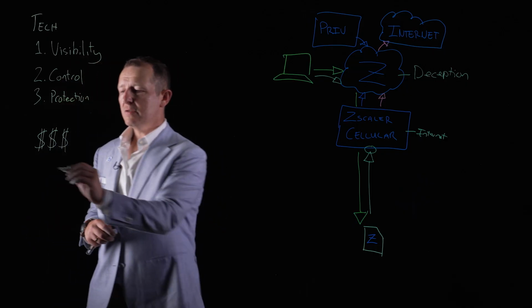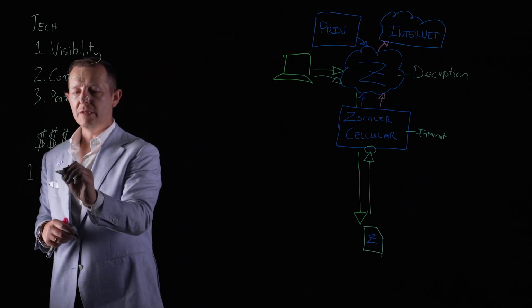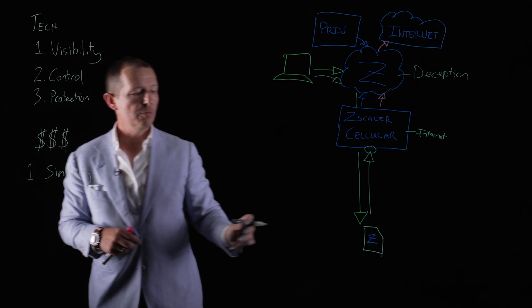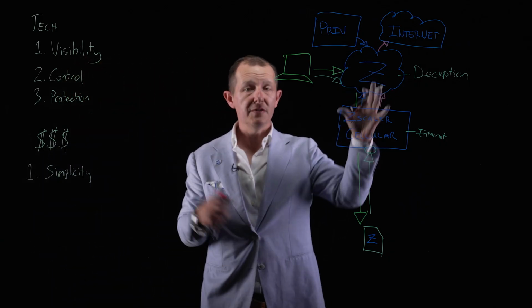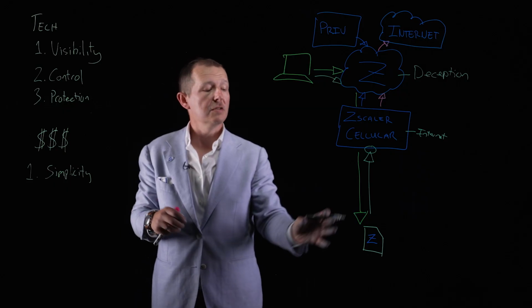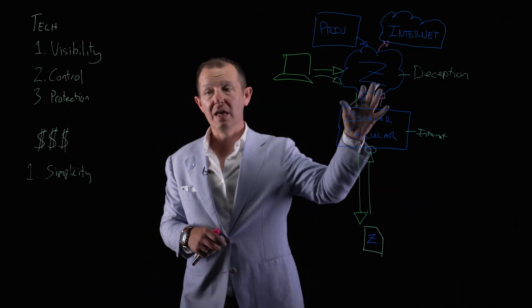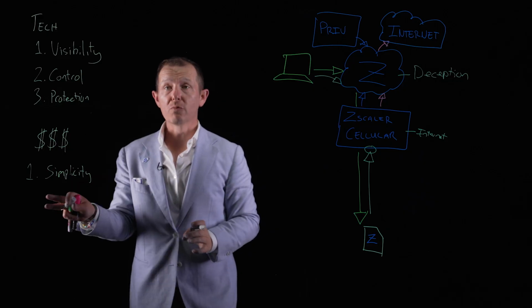What these really are is, one, simplicity. You put a SIM in a device, all this happens. That's it, done. Customers don't have to do anything else. The SIM is connected to the Zscaler Cellular ecosystem anywhere in the world, and all this happens. Simplicity is key. Works really easy.